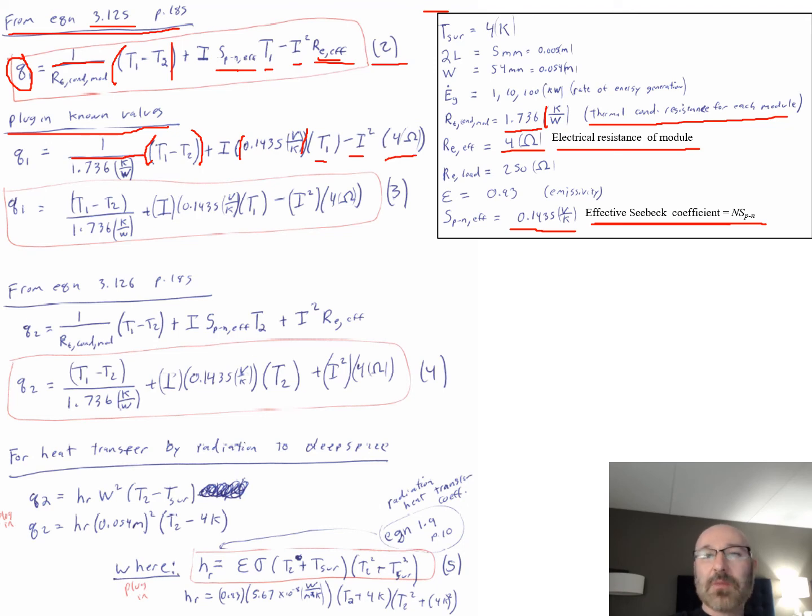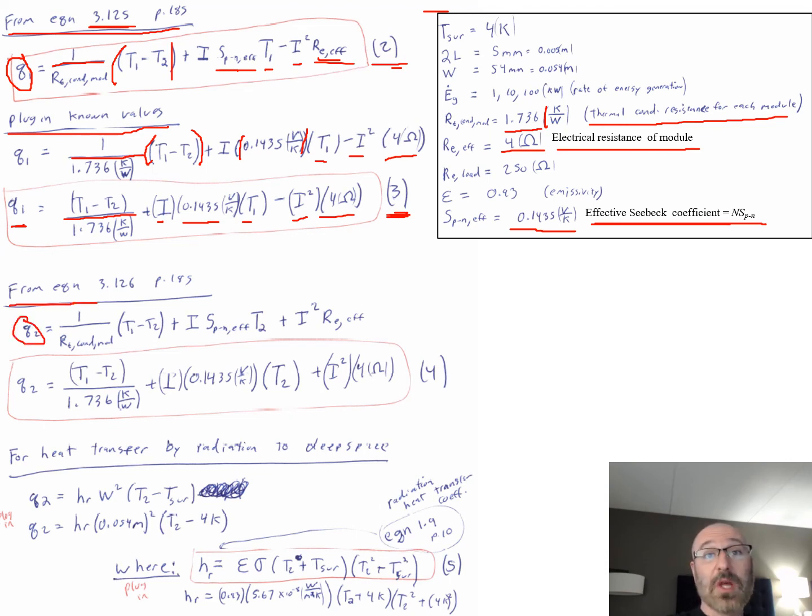Now from that, we can simplify, reducing everything that's plugged in. We end up with what we're calling our equation 3, which is for our Q1. So we have T1 minus T2 over that 1.736, plus I times that 0.145 volts per Kelvin times T1, minus I squared times our 4 ohms. They're calling this equation 3. So we've taken what we're calling equation 2, which is from equation 3.125 in our textbook, plugged in our known values, and simplified it down to get this relationship in equation 3. Let's do that same process now for our Q2 value.